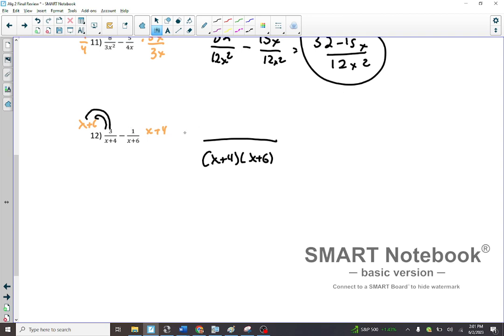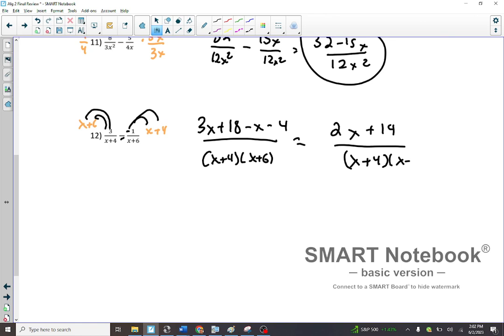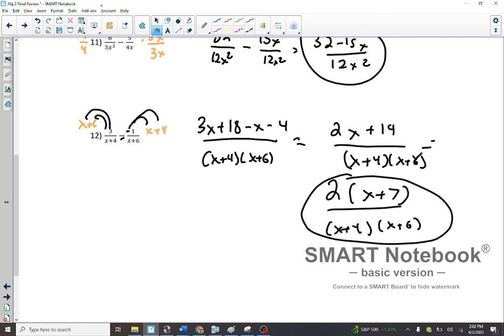So this 3 will be distributed here. So it's going to be 3x plus 18. And this negative 1, remember this is a negative 1 technically, is going to be distributed here. So negative x minus 4. Which means if we combine like terms, it's 2x plus 14 over x plus 4, x plus 6. On the top, I could take out a 2, so it's x plus 7 over x plus 4, x plus 6, which means nothing can be canceled out, so this is the final answer.